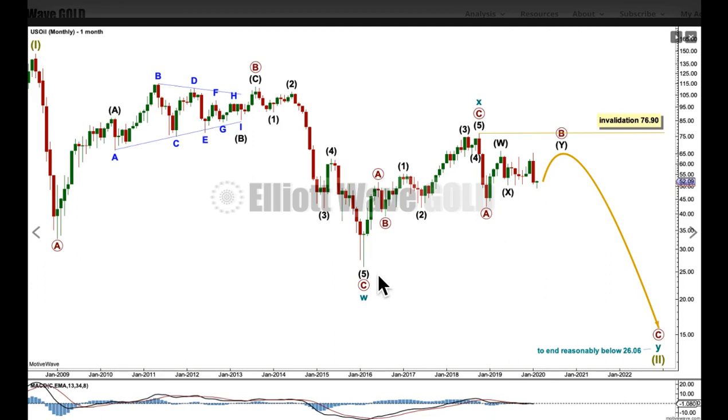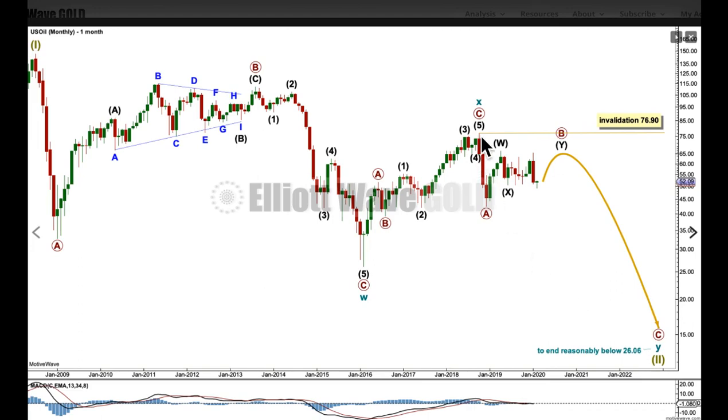The purpose of a second zigzag in a double is to deepen the correction when the first zigzag may not have moved price deep enough. To achieve that purpose, cycle Y would be expected to end reasonably below this point, the end of cycle W, so that the whole structure has a clear downward slope and looks like a normal double zigzag. Let's take a look at the weekly chart.